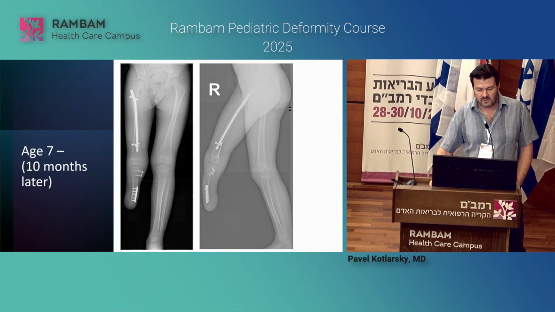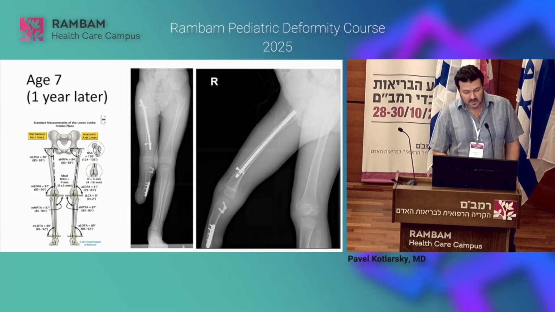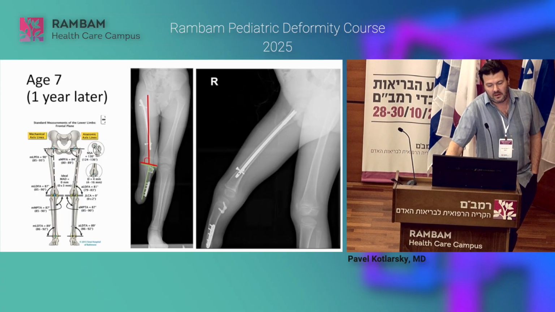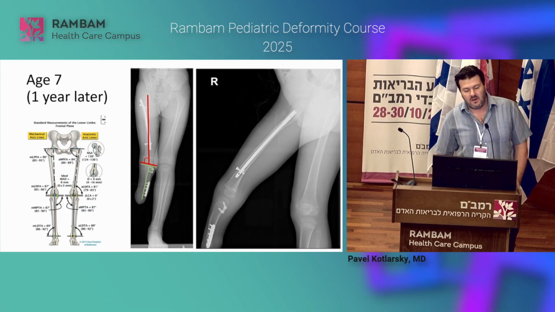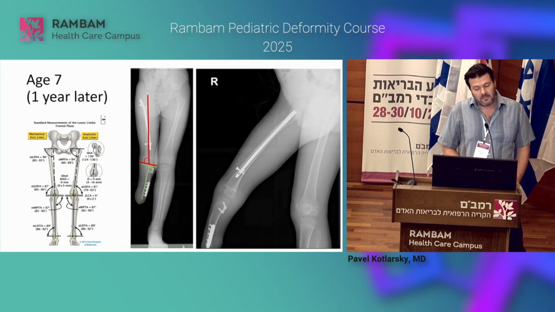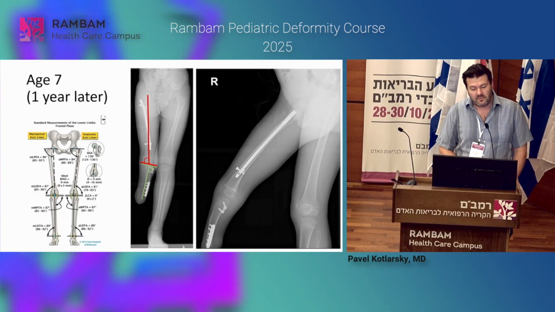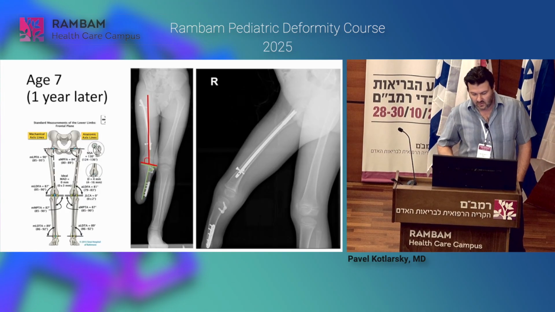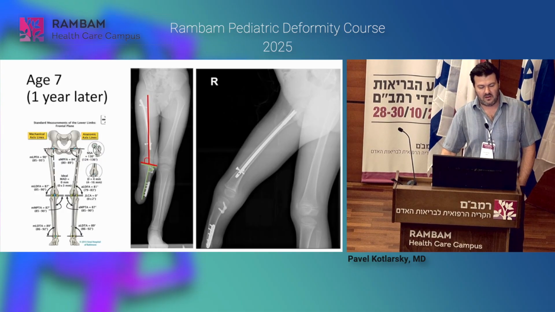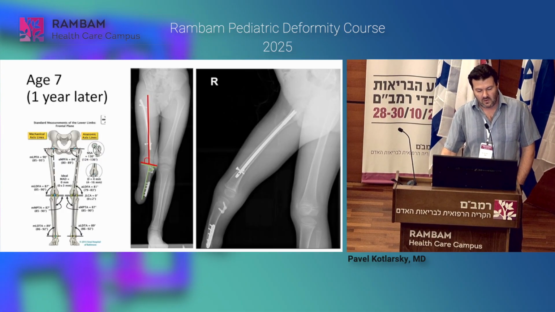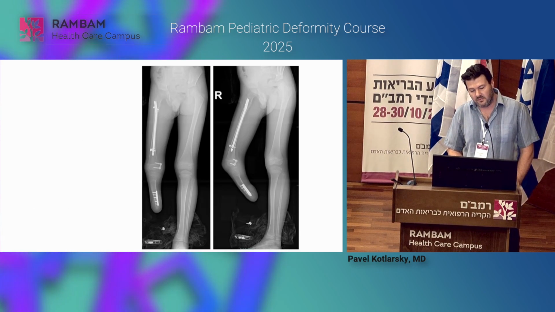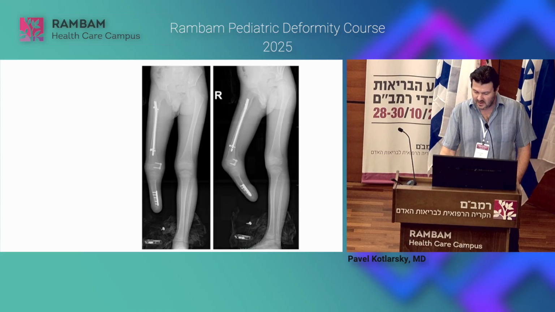After 10 months, you can see a very nice correction and nice alignment. But after a year, if we look at the joint lines and measure the angles, the MPTA is still normal, but he starts to develop a valgus of the knee, of the distal femur. So the LDFA is below normal range. So he had his tibial plate removed and a femoral plate placed.